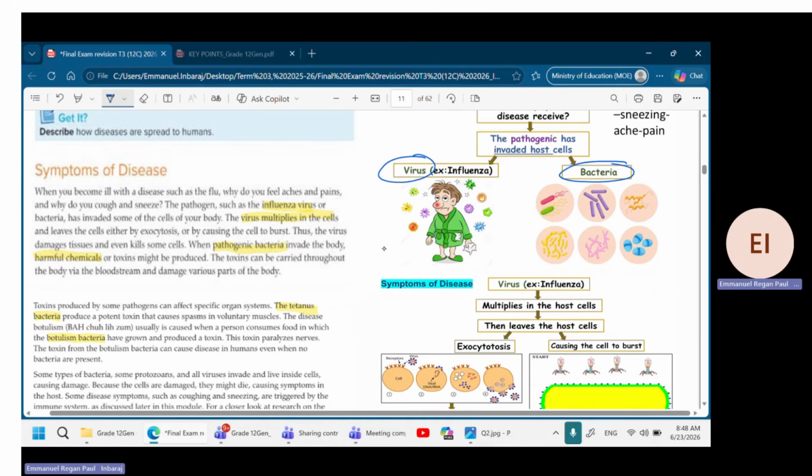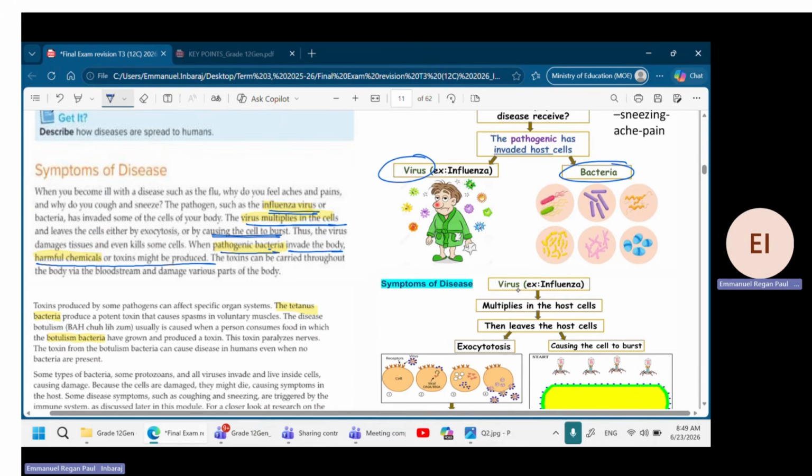So what will happen, you see? If bacteria enters the body, the bacteria produces harmful chemicals. But if virus enters the body, what will happen? The virus multiplies in the cells, and then it will stay there. It will cause the cell to burst. These are the two main things you have to remember.